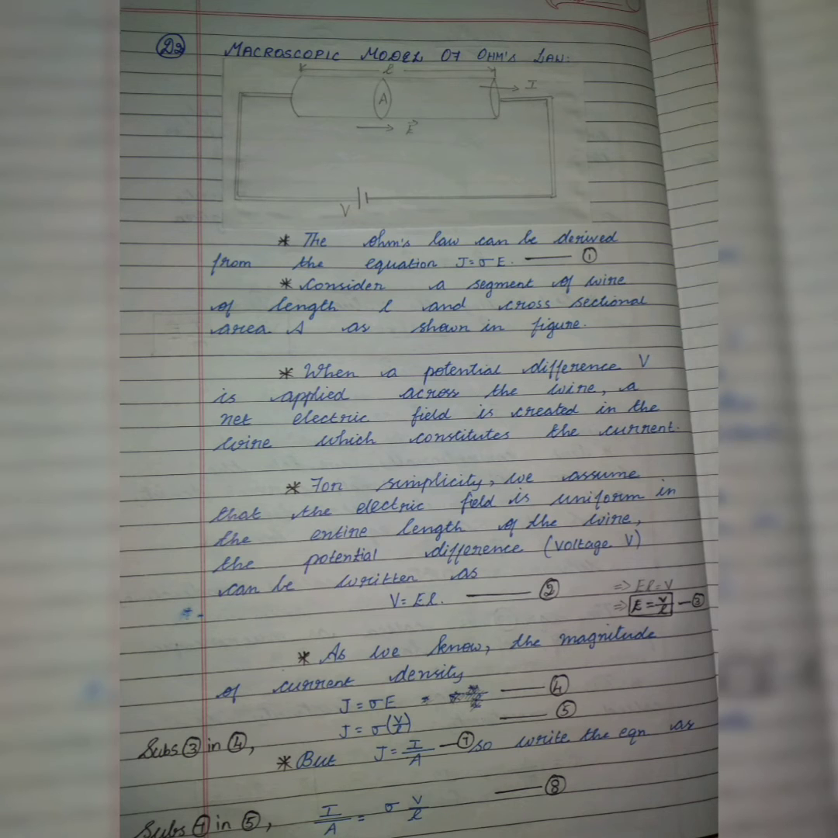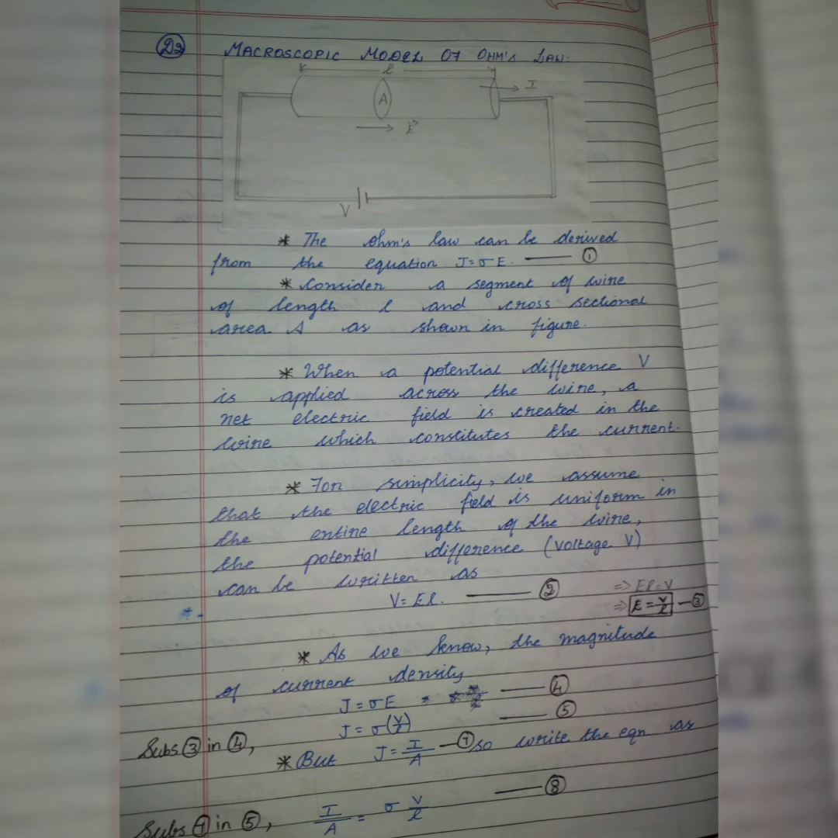Then you see here, but J is equal to I by A. We can consider it as the next equation, number 7. So write the equation as I by A is equal to sigma into V by L. We have to substitute equation number 7 in equation number 5. While substituting the value of J is equal to I by A in equation number 5, in the place of J we have to put I by A. That's all. So I by A is equal to sigma into V divided by L.